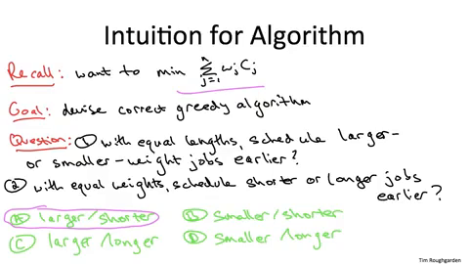If you schedule the small job first, you'll have completion times of 1 and 3 for a total of 4. But if you schedule the bigger job first, you get completion times of 2 and 3 for the bigger sum of completion times of 5.